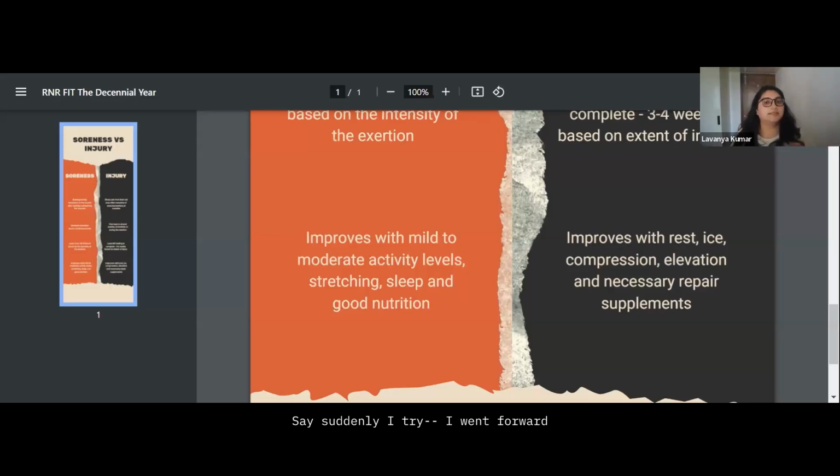Say suddenly I bent forward and tried to lift a 5 kg dumbbell off the floor. After that, I was able to do everything. I lifted the 5 kg dumbbell and did the exercises that I wanted. But while I was lifting, there was some pain, which I ignored. But for the past 4 to 5 days, that mild pain is continuing to be there. What do you think I would be using at this time, in your understanding?